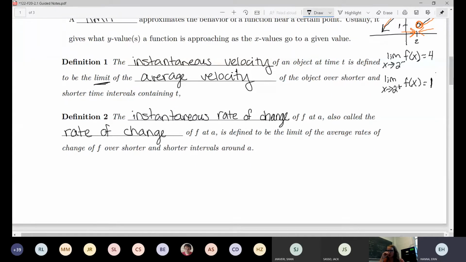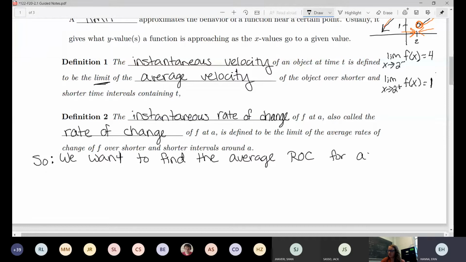So let me write down a couple more things, then I'm going to draw my picture. So essentially, we want to find the average rate of change, I'm going to abbreviate rate of change, for as small an interval as possible. Sometimes we're going to be able to make it really small, and sometimes we have to make it just as small as we can.